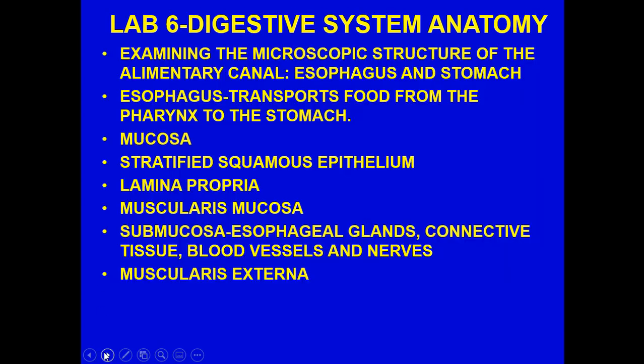Okay? Now, when you examine the microscopic structure of the alimentary canal, let's take a look first at the esophagus and stomach. The esophagus, as we've talked about before, is basically transporting food from the pharynx to the stomach. From the inner lining, where you would have the lumen, you have the mucosa, and that is going to have stratified squamous epithelium. It has to be stratified because you're going to have erosive effects as the bolus of food is pushed along through the esophagus. Underneath it is the lamina propria.